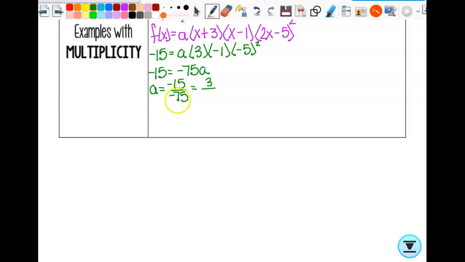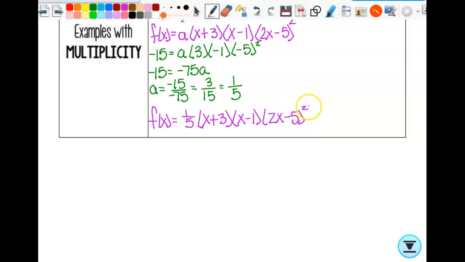So 5 goes into 7 once with 2 left over, and then that's 25, so it's 15, right? And then 3/15 will reduce to what? 1/5. So when you're dividing, you can think of it as reducing a fraction, and you can reduce in stages until it gets to something that you know. Even if it takes you a few times, it's fine. If you can go straight there, that's absolutely fine too. That's the goal, but. So f of x is equal to 1/5 times x plus 3 times x minus 1 times 2x minus 5 squared.